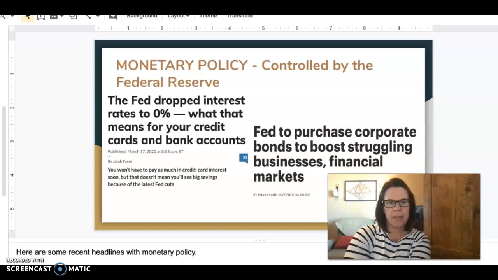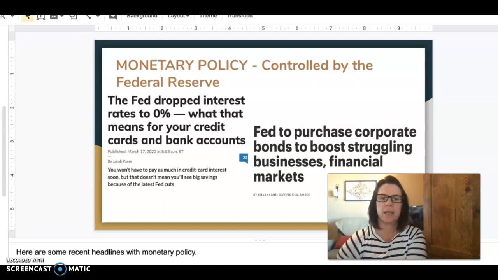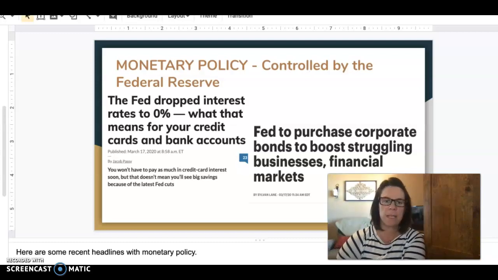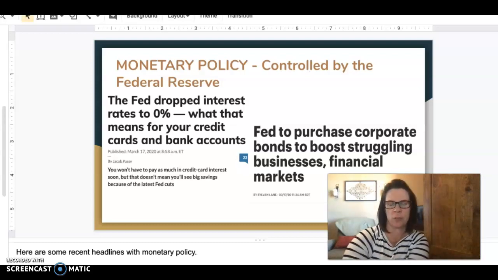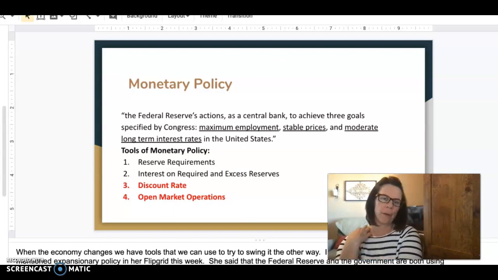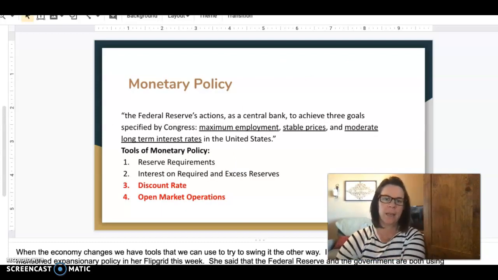So here's a couple of headlines that we've seen with monetary policy. We see that the Fed has dropped the interest rates to nearly 0%. And then we also see that the Fed has continued to purchase corporate bonds to boost struggling businesses or financial markets. So if we remember, the monetary policy has 4 tools. They have the reserve requirements, they have the interest rates on those reserves, and then they have the discount rate and the open market operations.